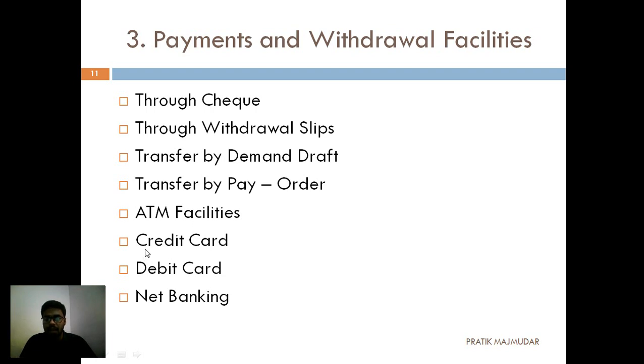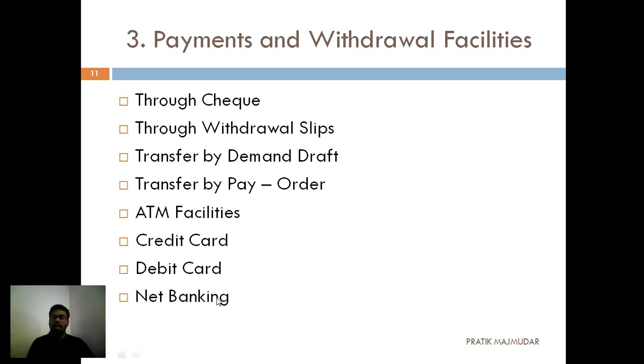Okay. Now next is the credit card and the debit card. These two are called plastic cards. You can take the withdrawal facility with the help of a credit card and debit card. And the last one is net banking. You can directly do NEFT, RTGS, IMPS with the help of net banking.